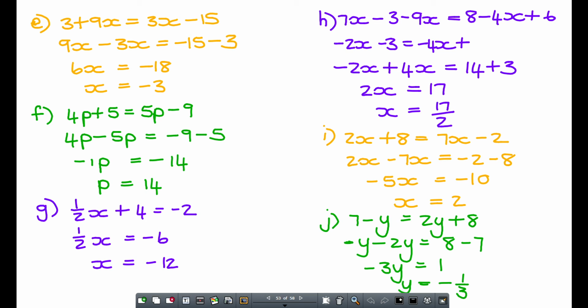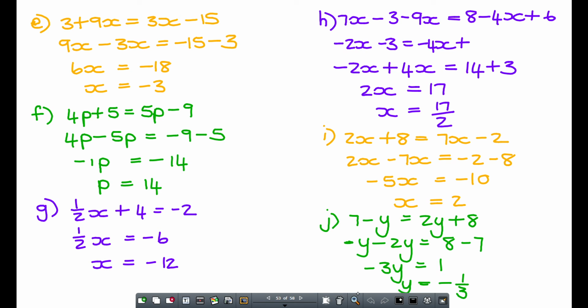Okay, so let's go through y together. The minus y is already on the left, so it's going to stay minus y. Then the 2y, I'm going to move over, so it becomes minus 2y. Then the normal numbers must be on the right, so the 8 was already on the right, so it stays 8. The 7, I'm going to move over, so it becomes minus 7. Okay? Then minus 1y minus another 2y will give me minus 3y. And 8 minus 7 gives me 1.